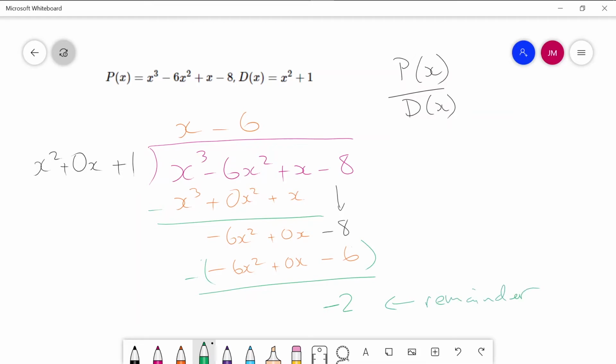So my final answer, when I put the remainder up the top here, I would get minus 2, the remainder goes at the top, and my divisor x squared plus 1 down the bottom.